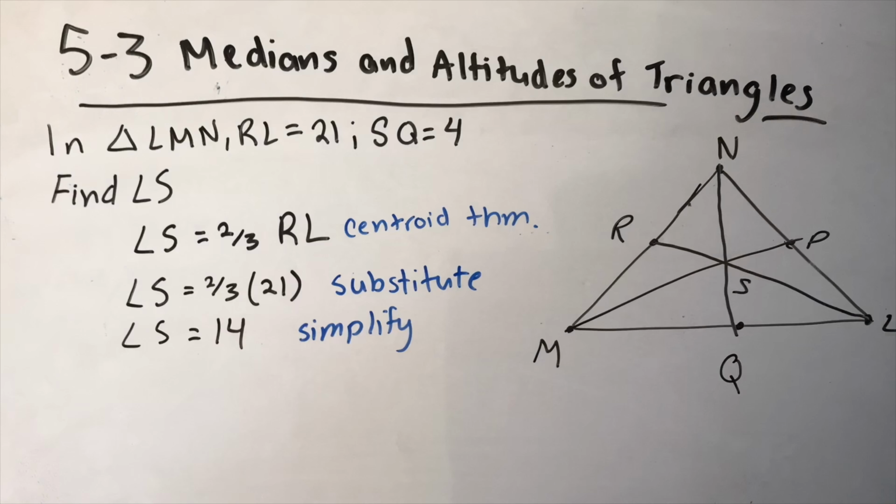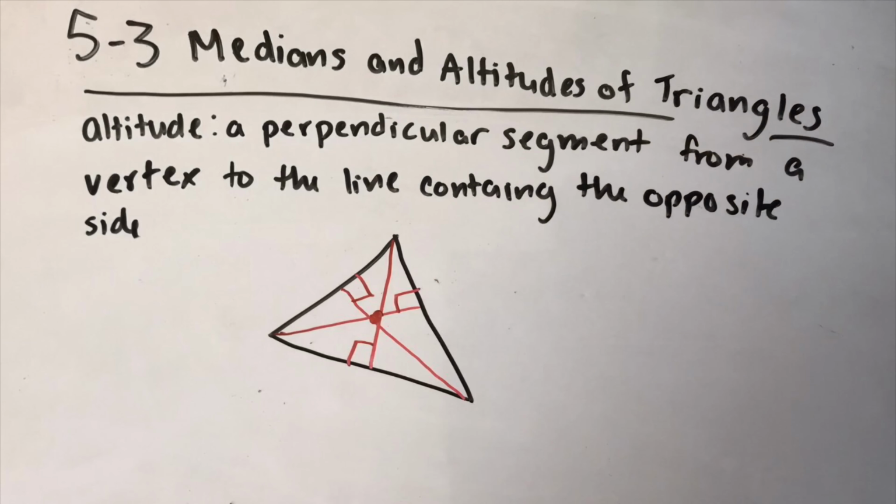Now let's take a look at altitudes. An altitude of a triangle is a perpendicular segment from a vertex to the line containing the opposite side. Every triangle has 3 altitudes. An altitude can be inside, outside, or on the triangle.